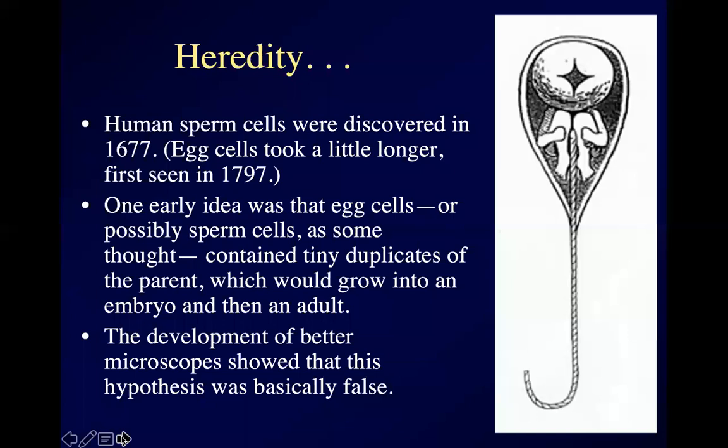One early idea that people had was that either the egg cell or the sperm cell, people debated as to which, contained a tiny duplicate of the parent. So what you're looking at is what somebody thought he saw in a sperm cell back in the 1600s, and he thought that the head of the sperm cell contained a tiny little person.